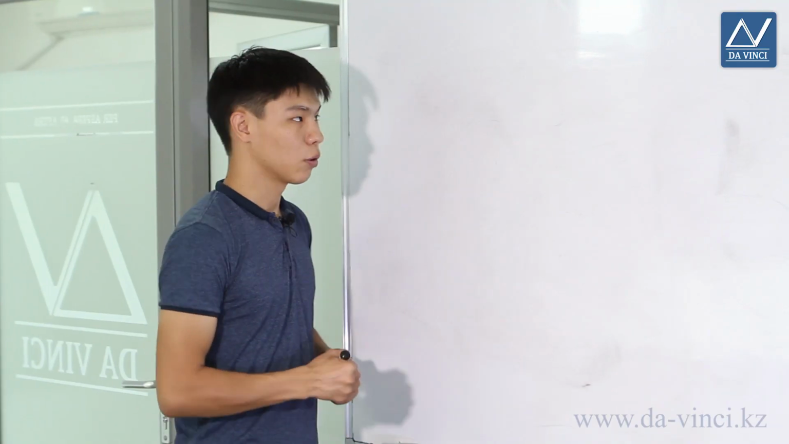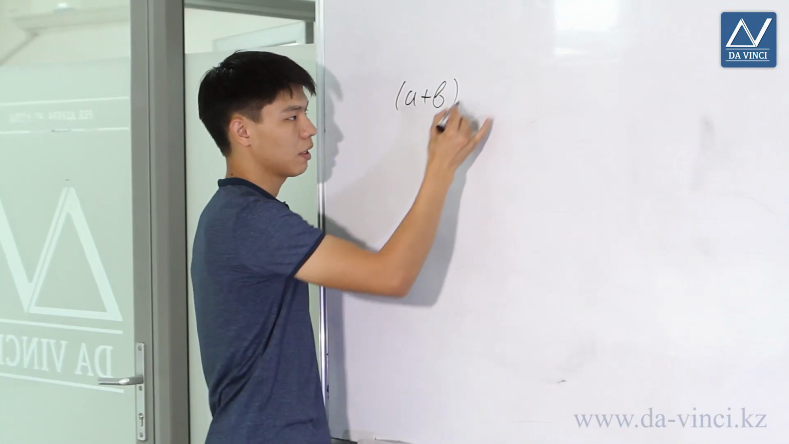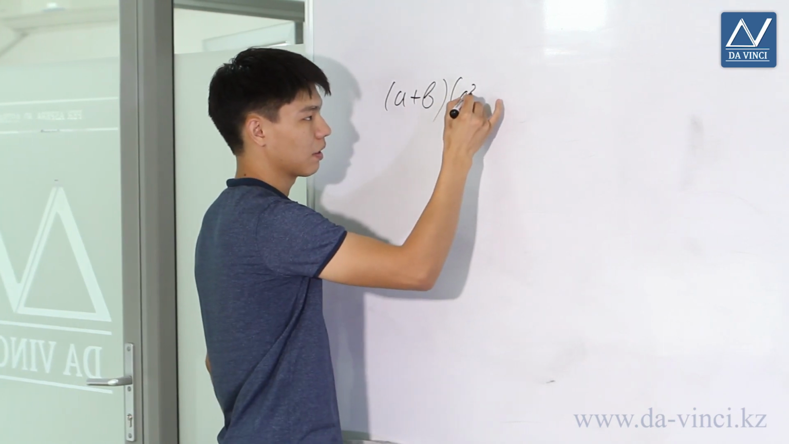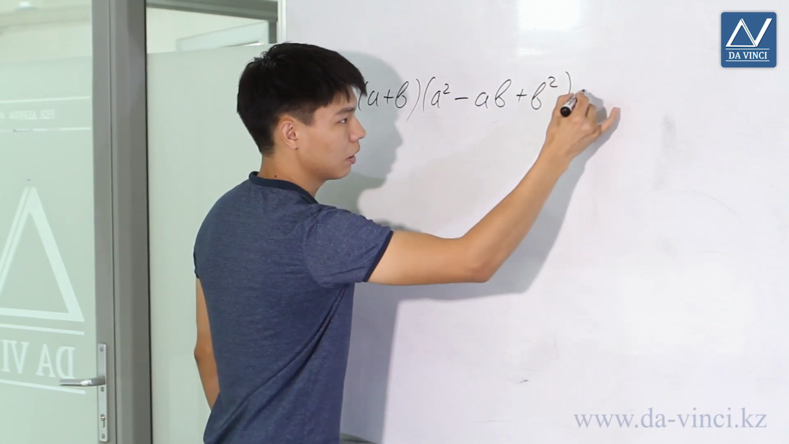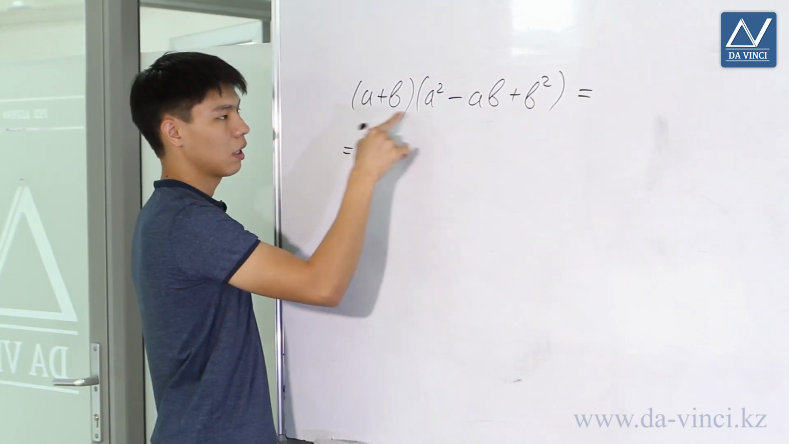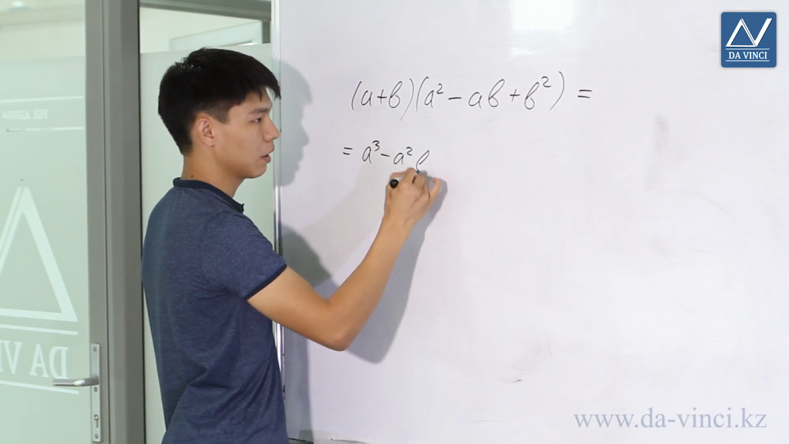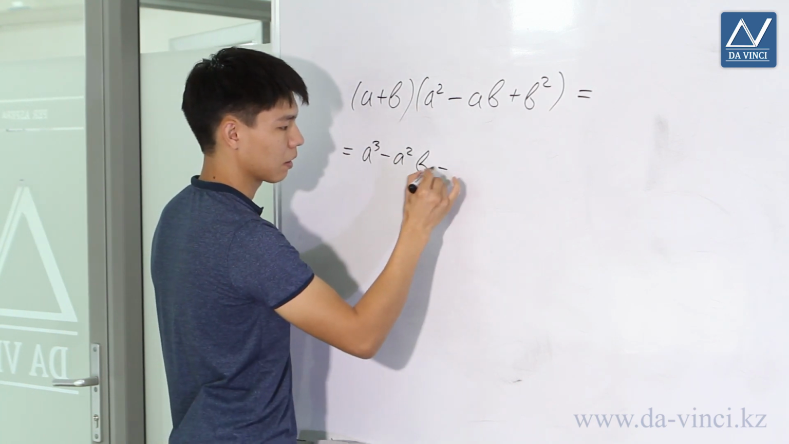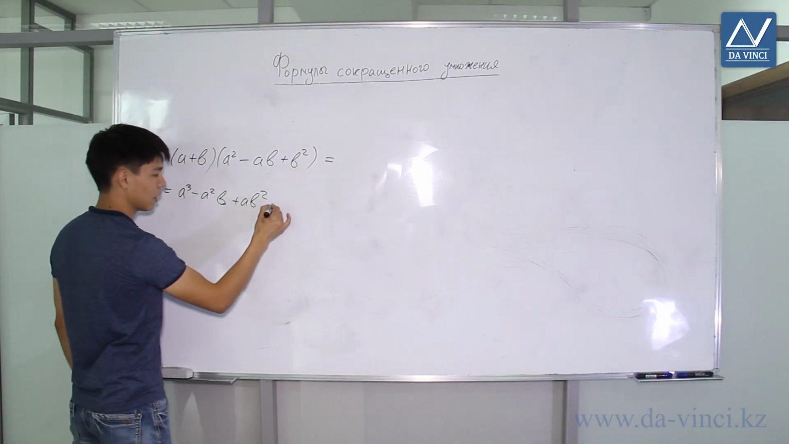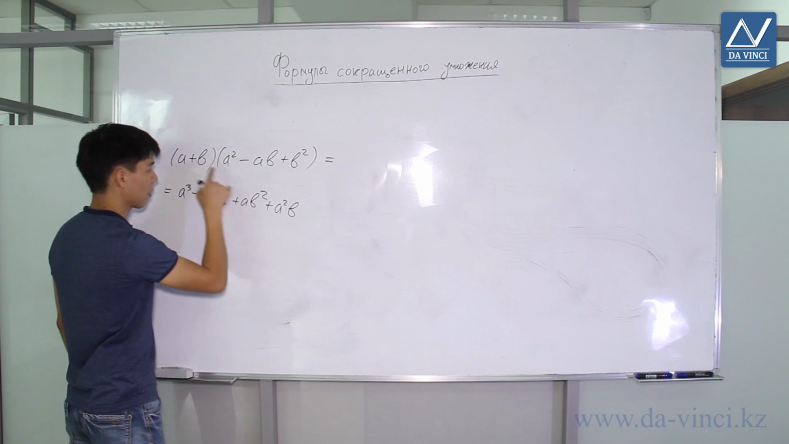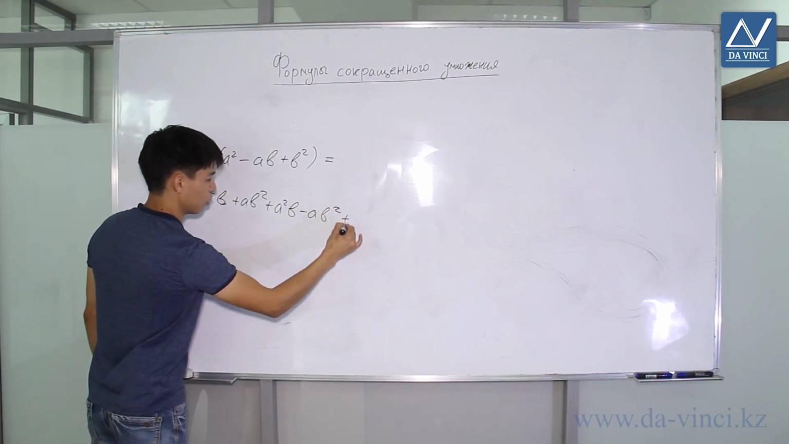Let's consider two more formulas. Let's now multiply the polynomial a plus b by the next polynomial, a squared minus ab plus b squared, and expand this expression. A cubed minus a squared b plus ab squared, plus a squared b, minus ab squared, plus b cubed.